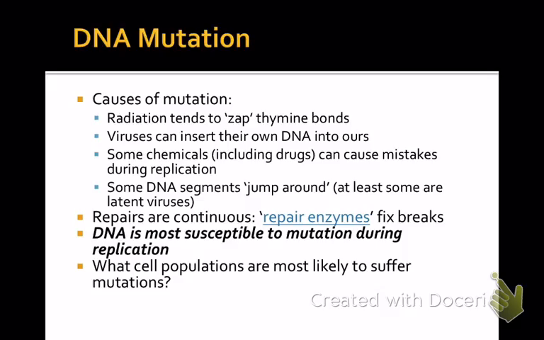Okay, so tell me why DNA is most susceptible to damage during replication. It's not just because of the non-continuous strand, but because that's when it's split. So the repair enzymes are patrolling, but when they see damage, they can't read the other strand to know how to fix it. Does that make sense to everybody? All right, then answer the second question. What cell populations are most likely to suffer mutations?